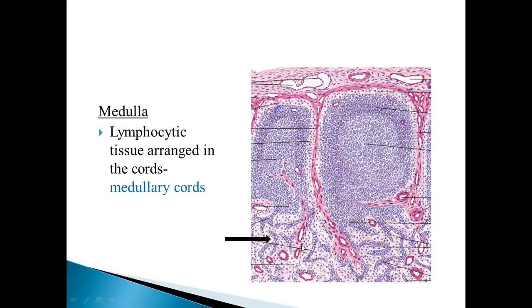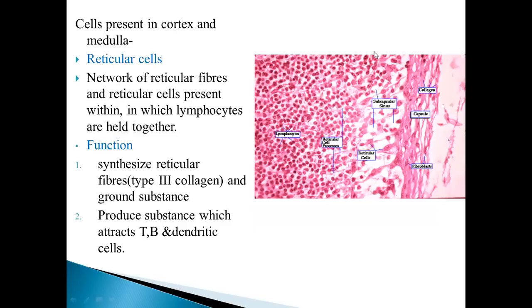When you go deeper down, you will reach the medullary region. In the medullary region, the lymphocytic tissue is arranged in cords. They are known as medullary cords, which are present in the medulla. In between, you can see these blood vessels. Now you know the structure of blood vessels histologically. They will appear like this in between, supplying blood.